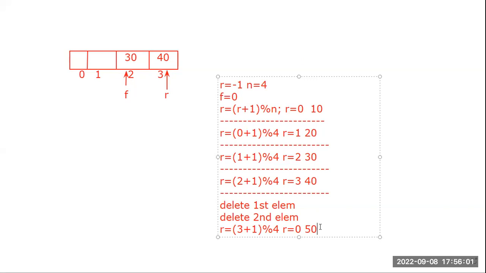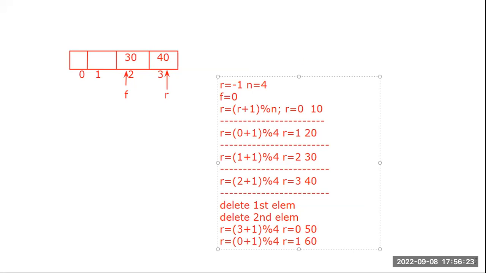Now what is the value? What is the position of R? What is the value of R? 0. 0 plus 1 mod 4. How much will be the value? 1. Again, in I have mentioned 60.